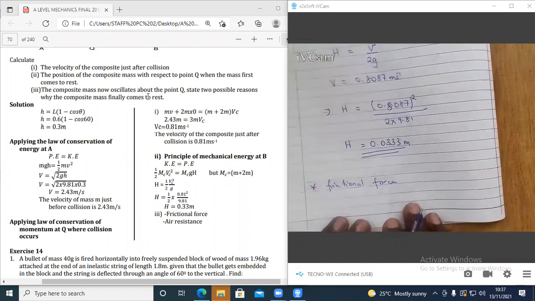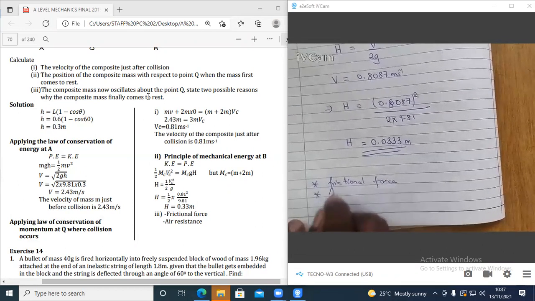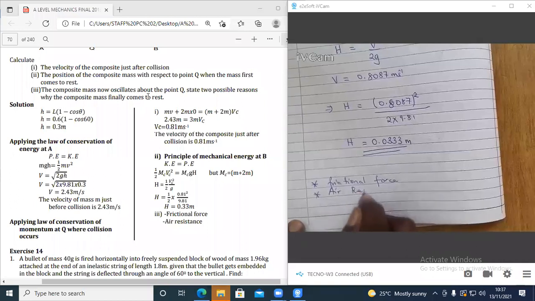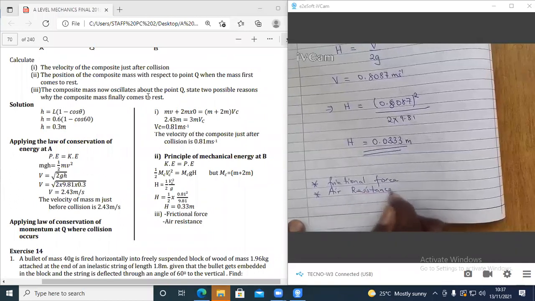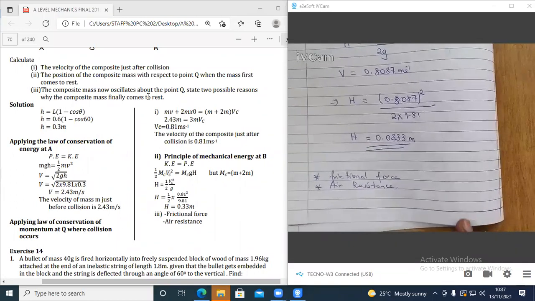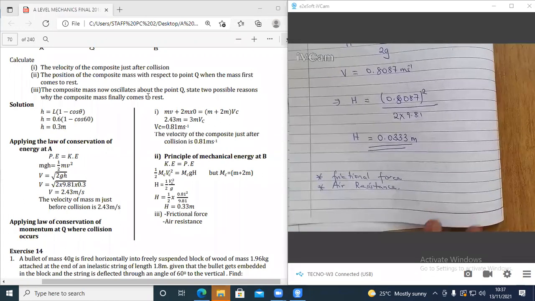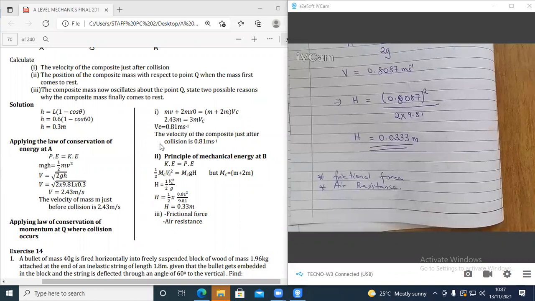Because of the frictional force, and then what? Air resistance. Those are the reasons why the system will come to rest. As simple as that.